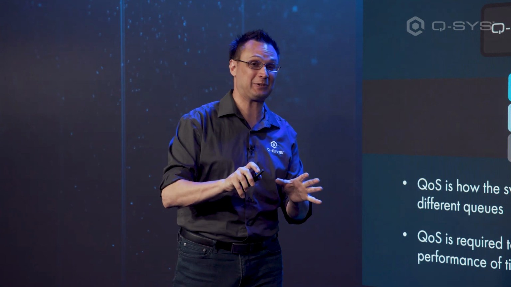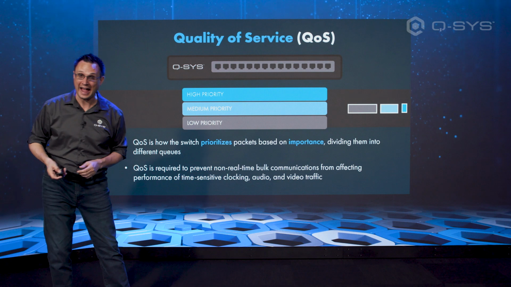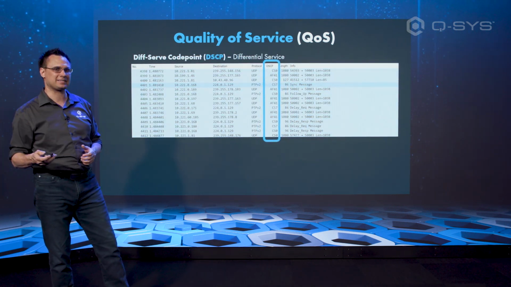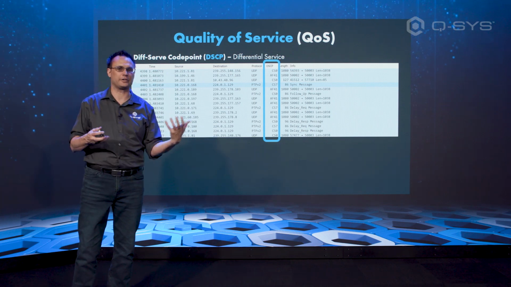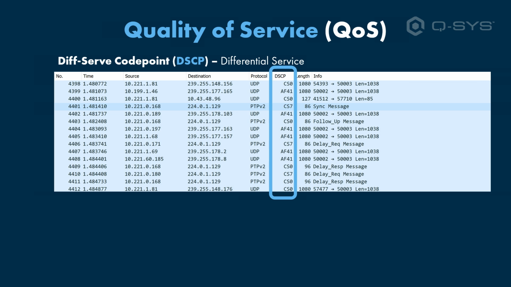So in order for that to happen, you've got to make sure that this QoS is configured properly. Well, how do you do that? Well, QoS is basically a marking that is applied to all other data. What we have here is a Wireshark capture of all of the traffic that's going in and out of the core for this particular device.